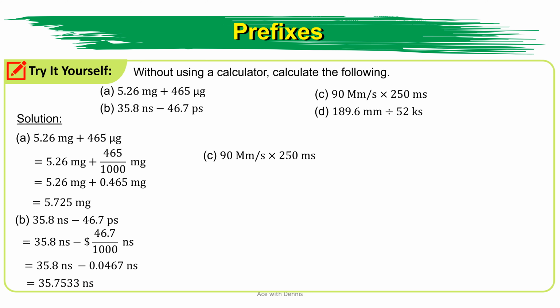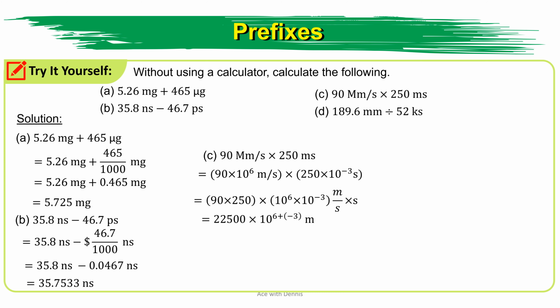For C, 90 megameters per second times 250 milliseconds. So we change them into standard form. So 90 times 10 to the power of 6 meters per second times 250 times 10 to the power of negative 3 seconds. Now the number is multiplied with the number, the 10 with the 10, and the unit with the unit, which gives us 90 times 250 times 10 to the power of 6 times 10 to the power of negative 3 meters per second times seconds.